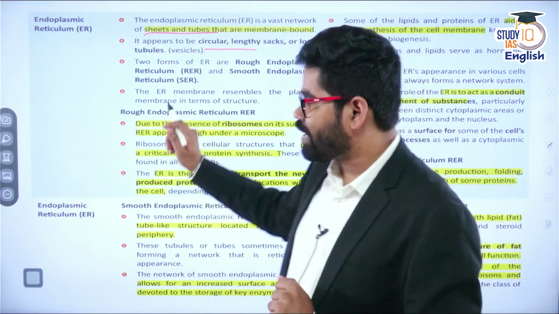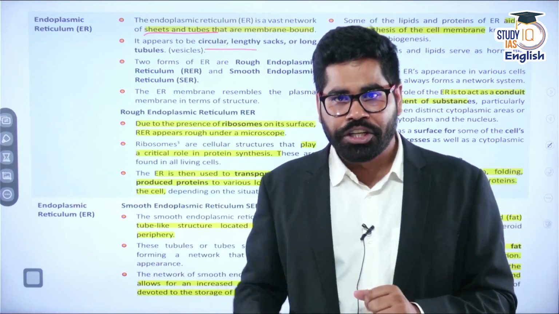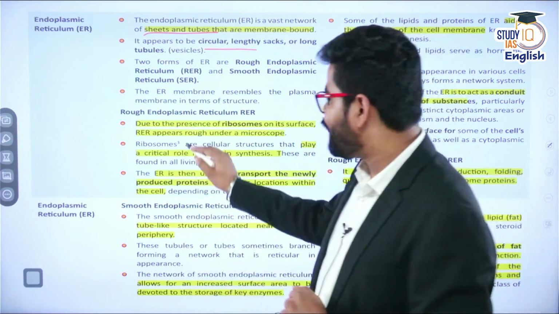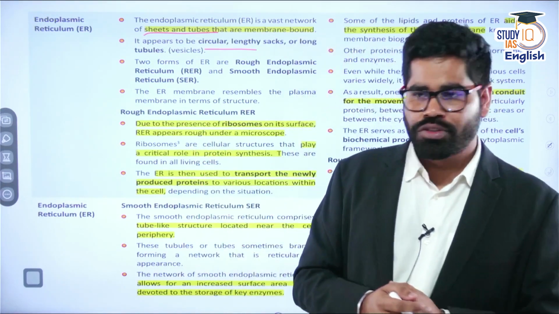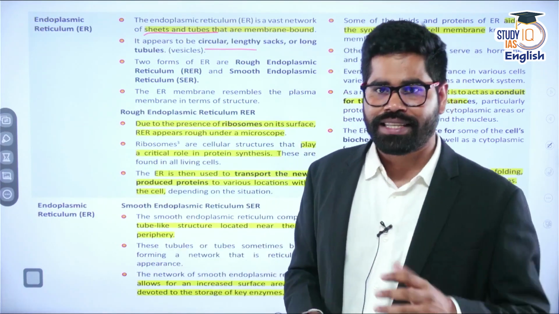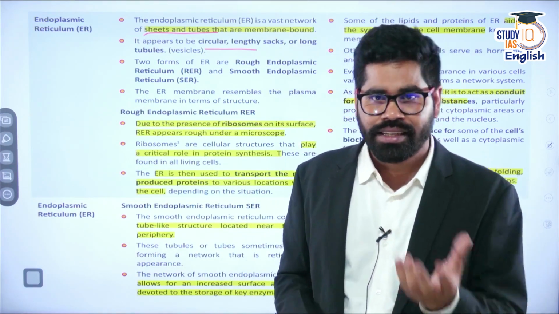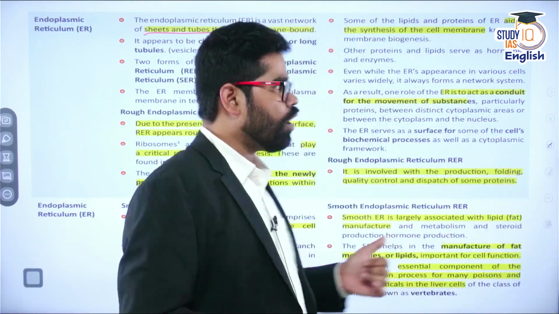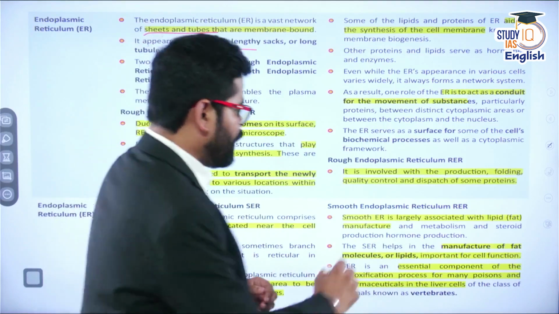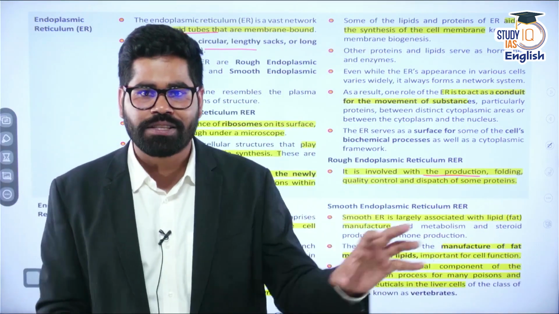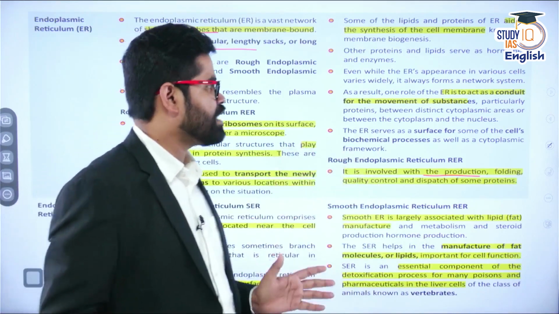The rough one appears rough due to the presence of another cell organelle on its body, and that is the ribosome. So ribosomes are present on the rough endoplasmic reticulum, due to which it appears as a rough structure under the microscope. Now, what role does it perform? Basically, it is involved with production, folding, quality control, and dispatch of certain proteins inside the body.